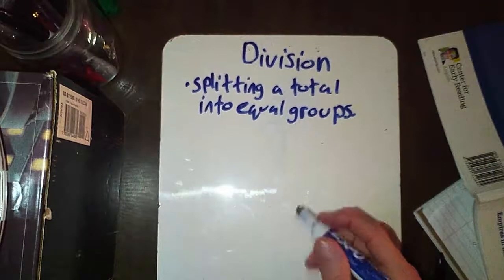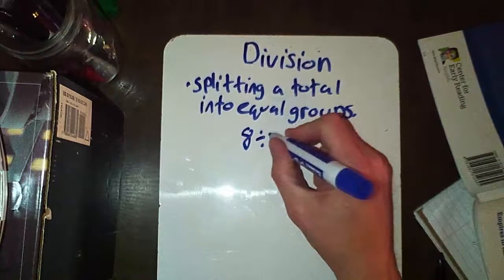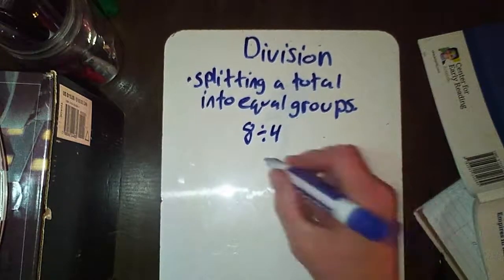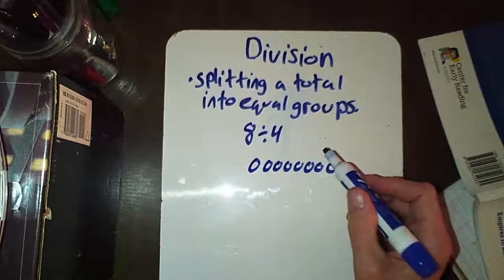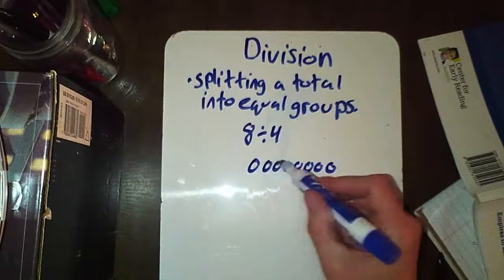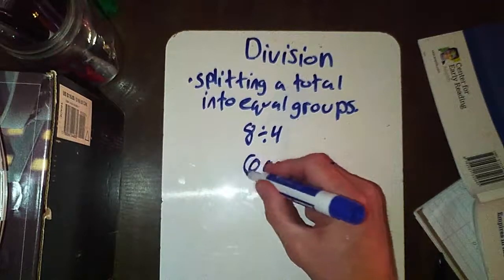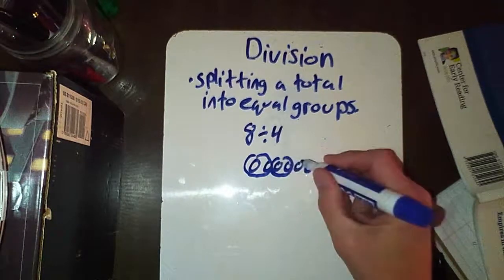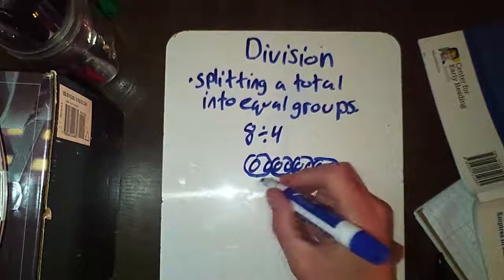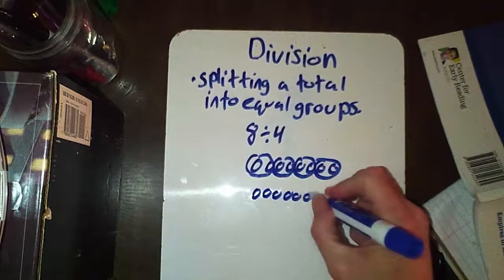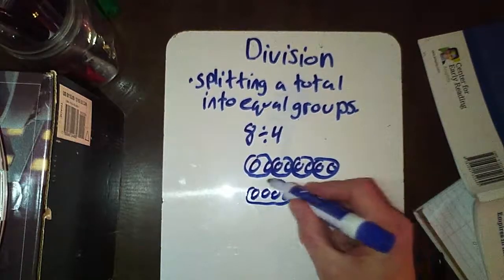So, for example, if we have 8 divided by 4, that means we're going to take 8, and we got 1, 2, 3, 4, 5, 6, 7, 8. And we can either split it into 4 groups, like that, or we can split it into groups of 4. 1, 2, 3, 4. 1, 2, 3, 4.